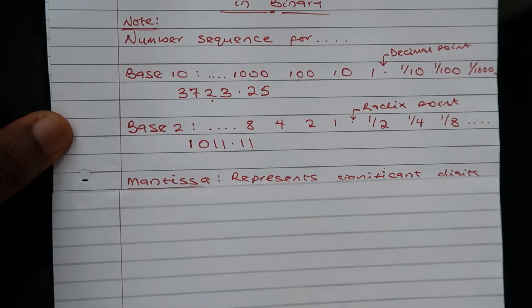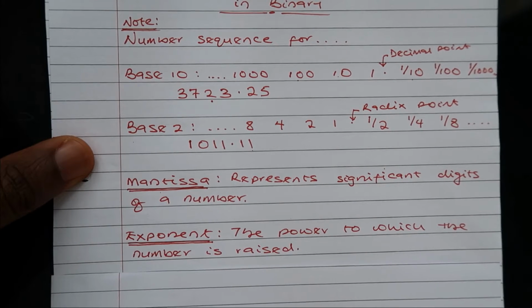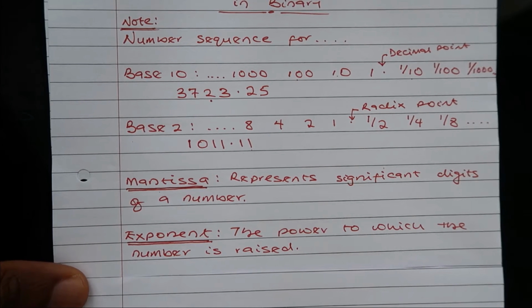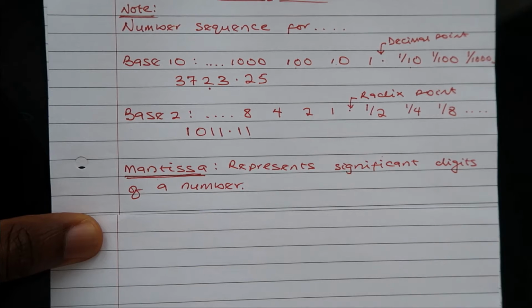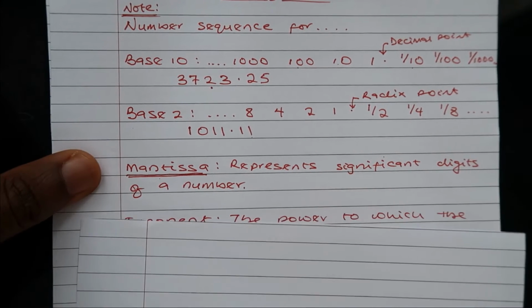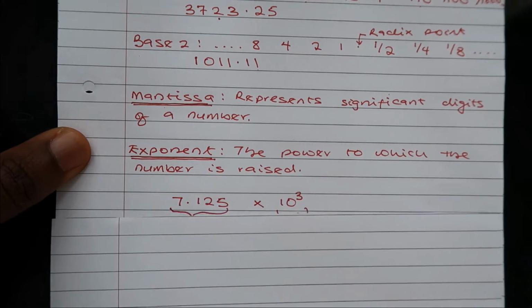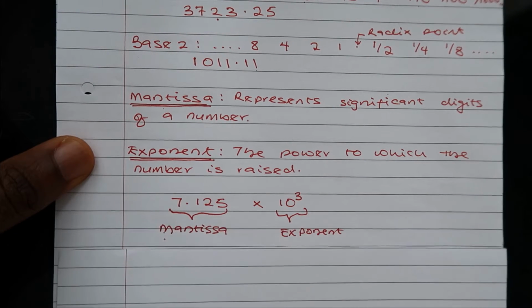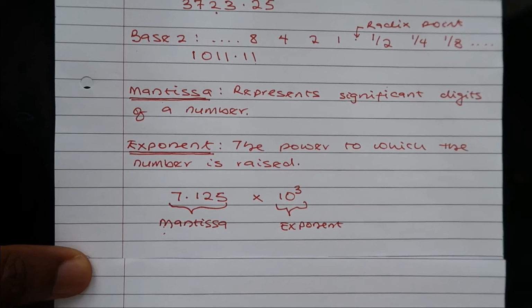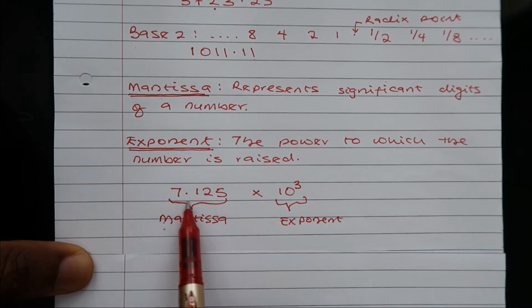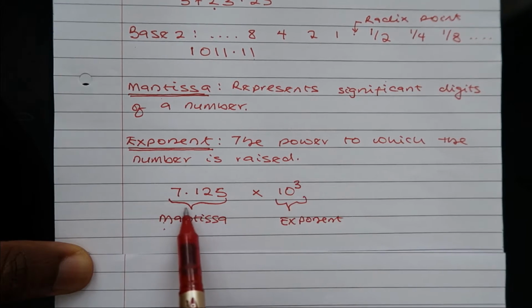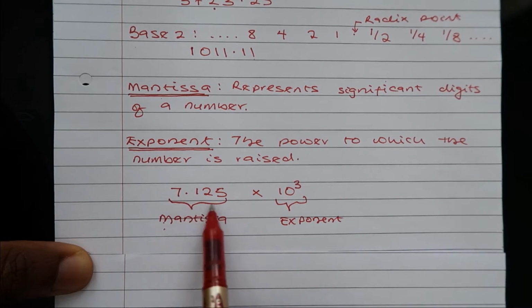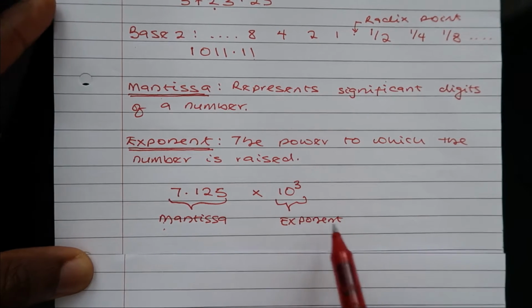Another key thing I would want you to make note of is the concept of mantissa and exponent. The mantissa represents the significant digits of a number, and the exponent of that number is the power to which that number is raised. What I'm describing here is, in a typical maths lesson, you might work with something like 7.125 times 10 to the power 3. All this simply means is that this value here is a significant digit, and that's our mantissa. And this value here represents our exponent.